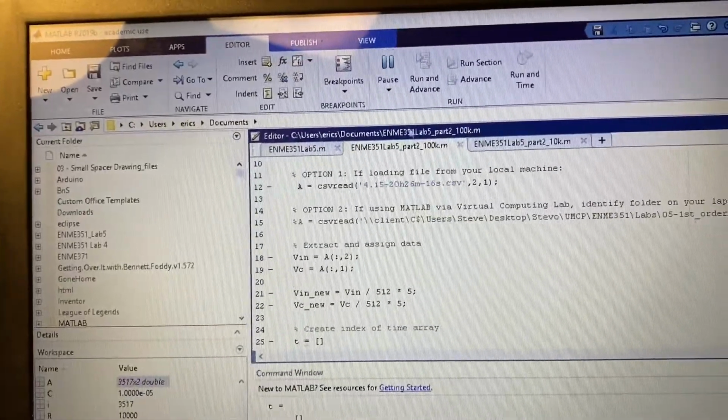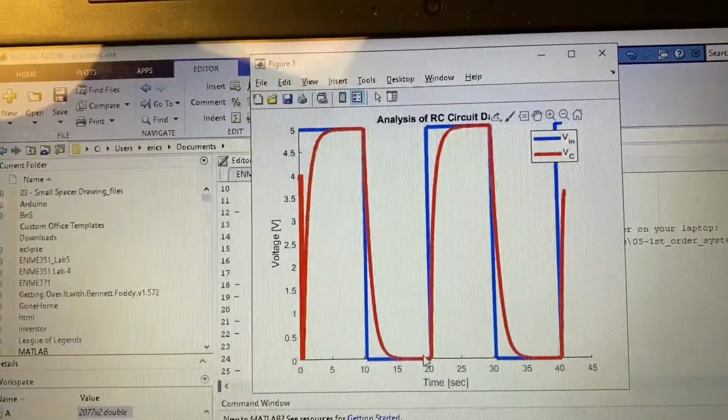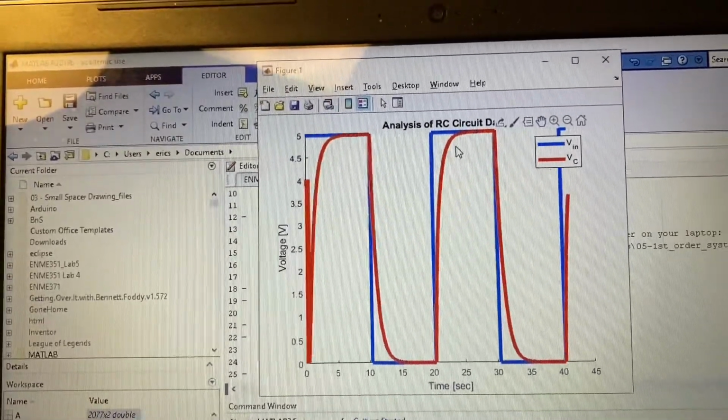And for the 100 kilo ohm resistor, we have a period of 10 seconds, which is 10 times the time constant of 1 second, and it takes a lot longer to reach the high and the low points, which is also expected.